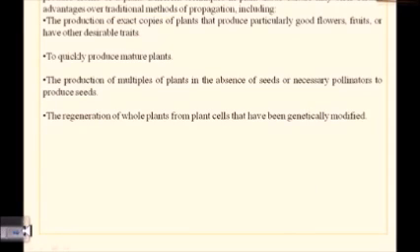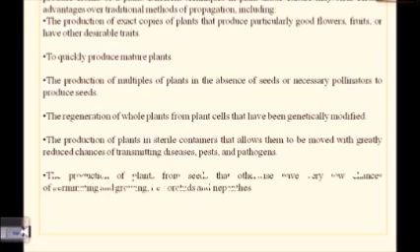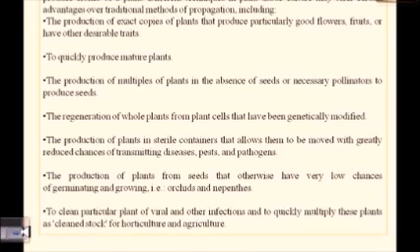The regeneration of whole plants can be done from one single cell. It is known as the totipotency of plant cells, and the production of plants in sterile conditions allows those plants to be moved, and it reduces the chances of transmitting diseases during the time course. Okay. Now also the production of plants from seeds can be done utilizing these techniques, and also we can clean a particular plant of viral and any kind of infections.